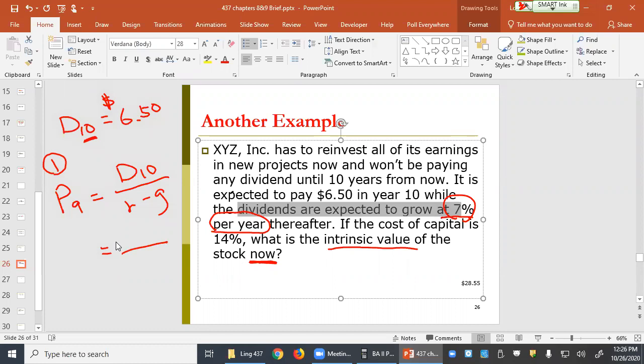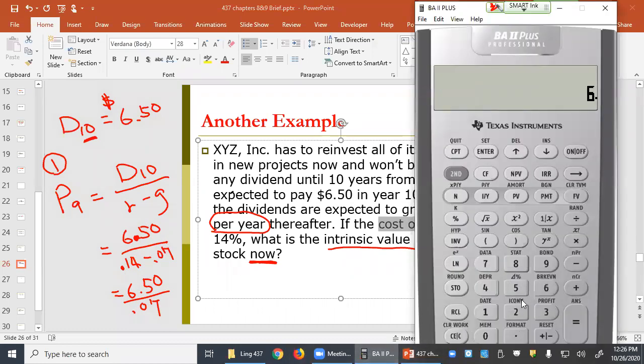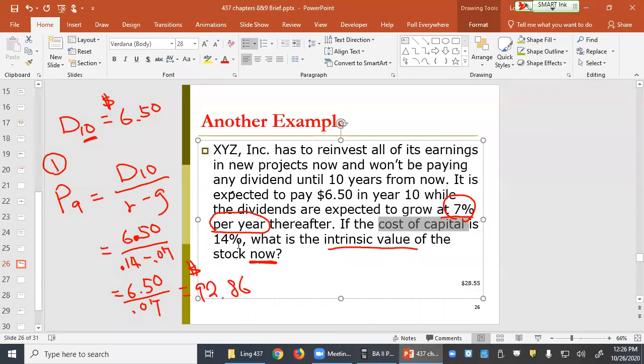D10 is $6.50. R is 14%. The cost of capital is also your required return. So minus the growth rate, which is 7%. That's the same as 6.50 divided by 0.07. Right, 14% minus 7% in the denominator gives us 7%. So 6.5 divided by 0.07 will give us $92.86.